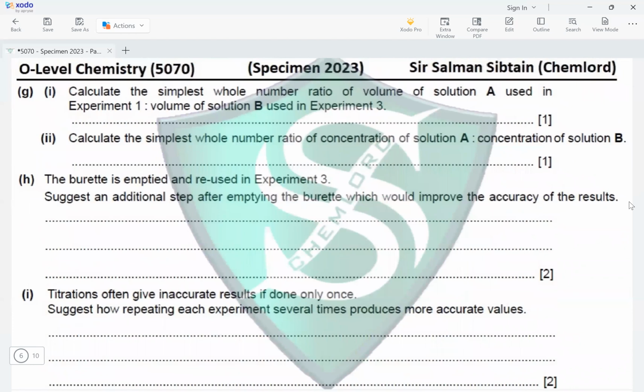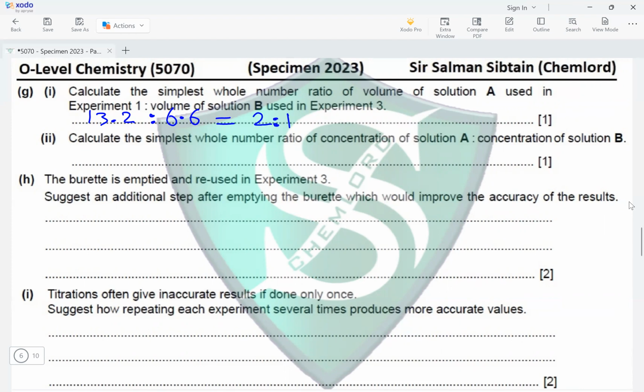Part G. Calculate the simplest whole number ratio of volume of solution A used in experiment 1 to volume of solution B used in experiment 3. In experiment 1, the volume used was 13.2 and the volume used in experiment 3 was 6.6. If we divide 13.2 by 6.6, we get a value of 2, so the ratio becomes 2 is to 1.